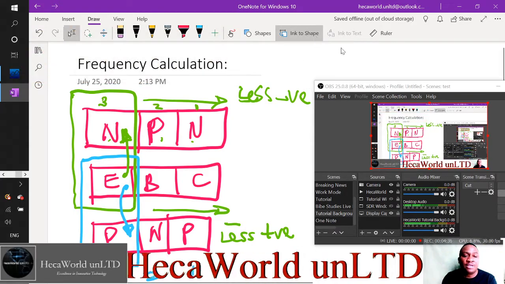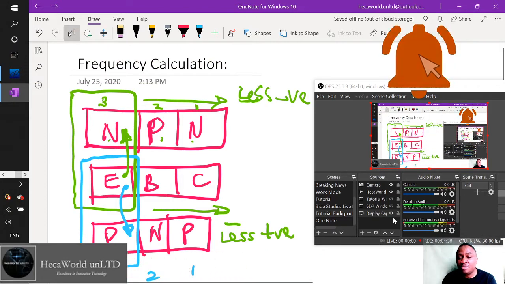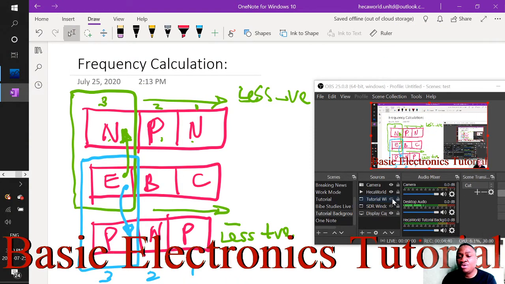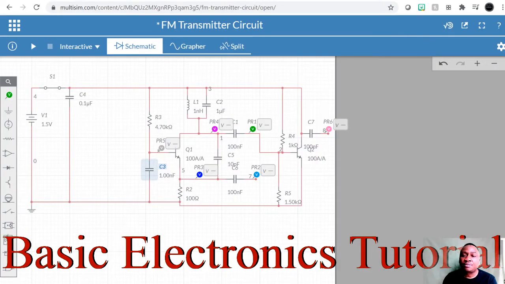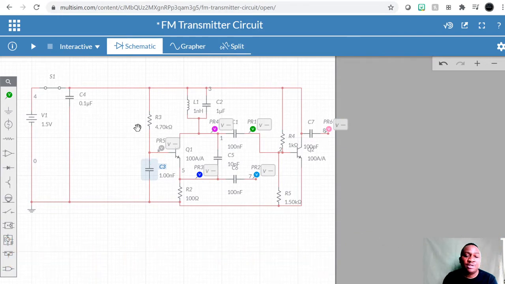Okay, so let's go back to the circuit. This is what I just wanted to show you. So the circuit we have here, we want to pull the base to positive with respect to the emitter, because the emitter is the most negative. Let's go back again and look at that again. The emitter, remember, is the most negative, right?